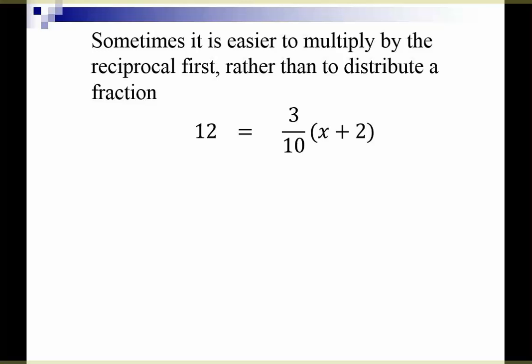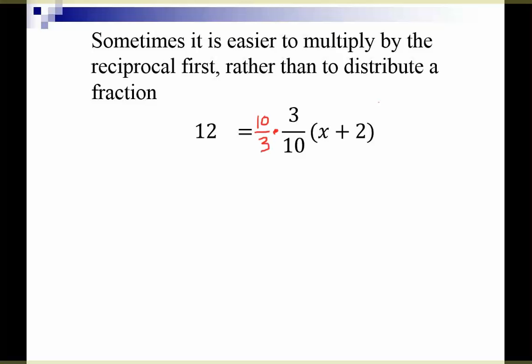Read what it says up top. It says sometimes it is easier to multiply by the reciprocal first rather than to distribute a fraction. So instead of trying to distribute this 3/10, since it's on the outside of those parentheses and it's multiplying the whole inside, let's get rid of it by just multiplying it by its reciprocal. In other words, we're going to multiply both sides by, what's the reciprocal of 3/10? 10/3.